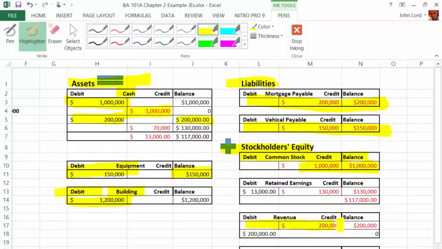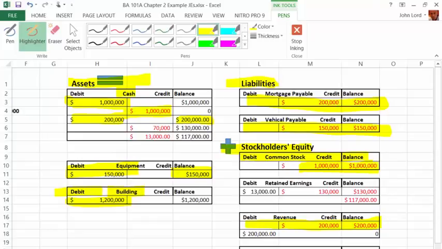For this $200,000, and I put that under stockholders' equity because ultimately that's going to increase my retained earnings. Remember, our common stock and our retained earnings make up our stockholders' equity. Revenue will increase it, and our expenses will decrease it. So when we close out our net income, we'll close it to retained earnings. That will bring up my stockholders' equity. So that's why I put revenue under the stockholders' equity here.